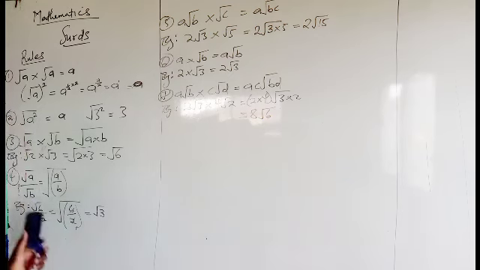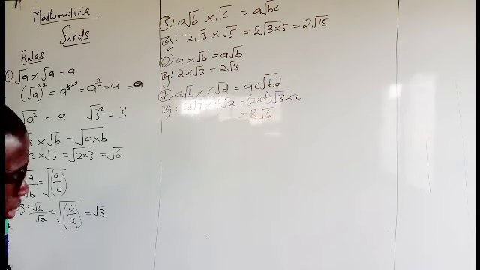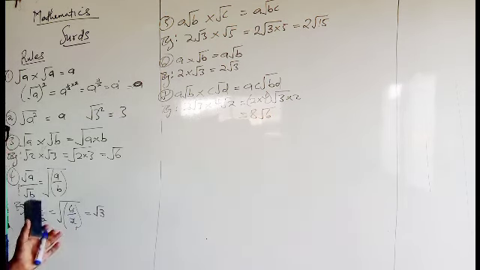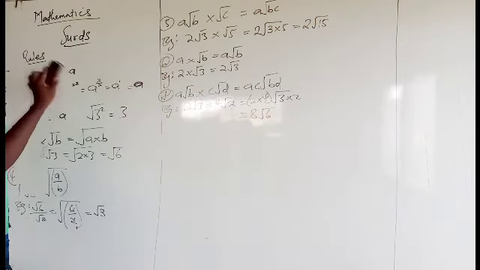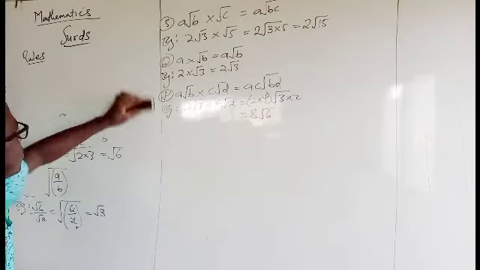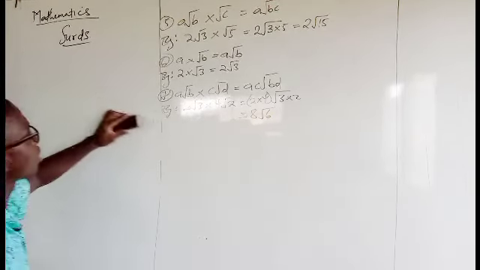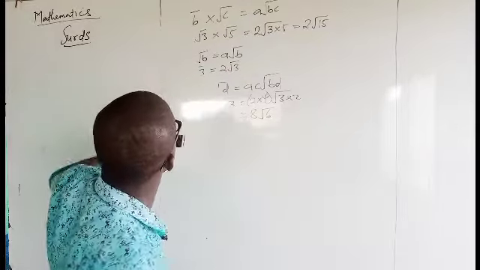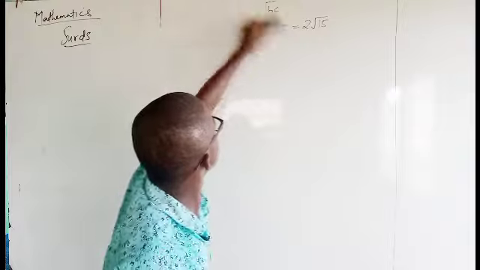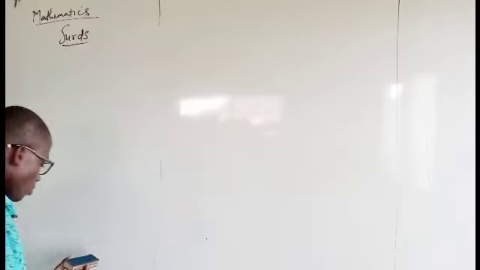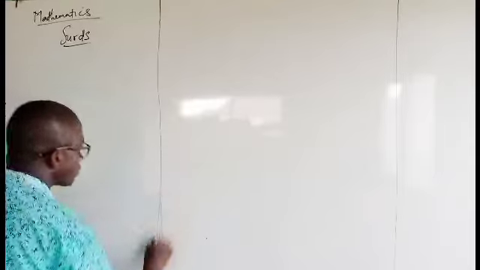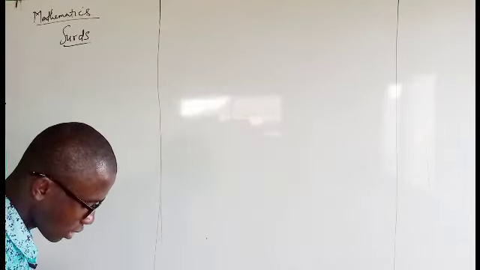Okay, so with these rules that we've written from rule 1 to rule 7, now let's look at how to solve questions using these rules. So I'm going to use one as an example of how to solve surd questions. So let's see. Okay. So I'm going to use this example.